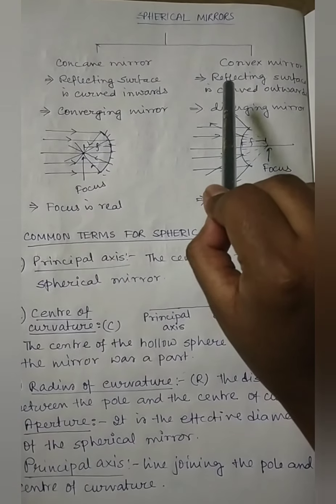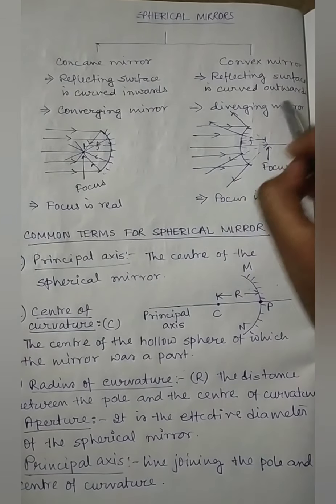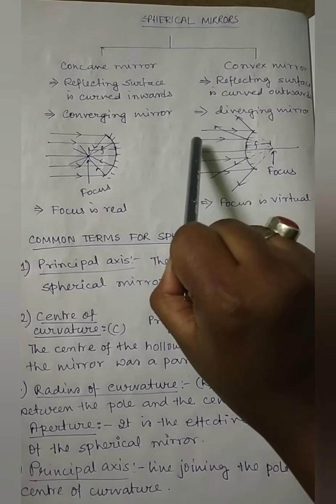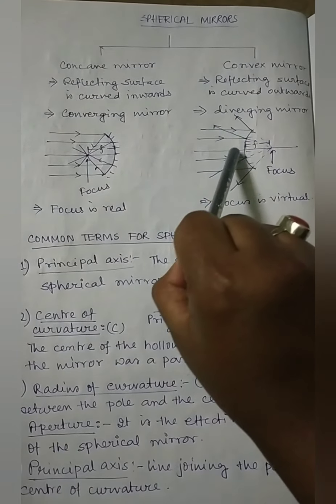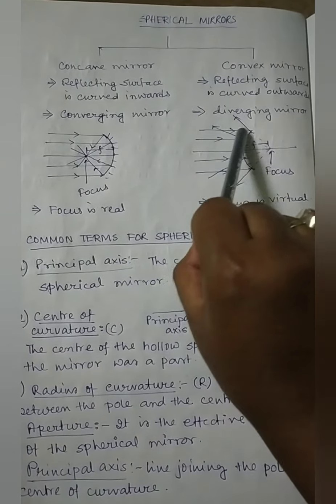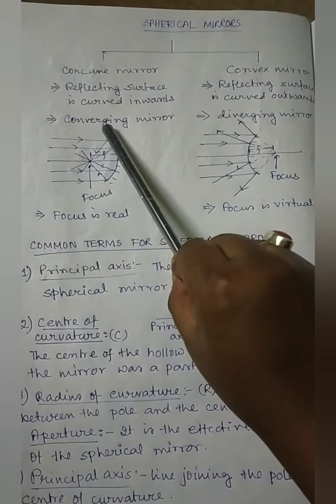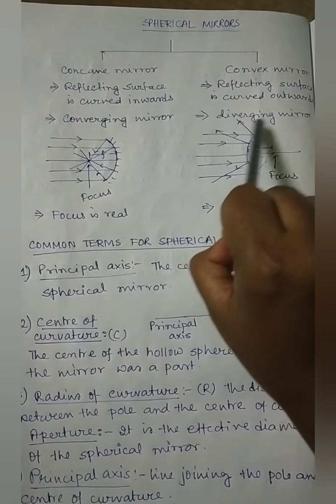And for convex mirror, the reflecting surface is curved outwards. So this one is the reflecting surface. The rays will come here and strike the mirror. So this one is the reflecting surface, which is curved outwards. Concave mirror is also called a converging mirror, and convex mirror is called a diverging mirror.